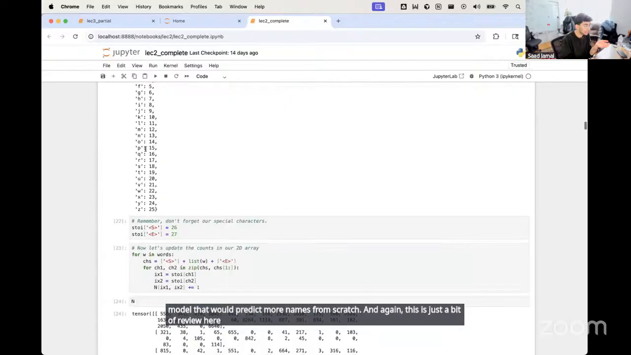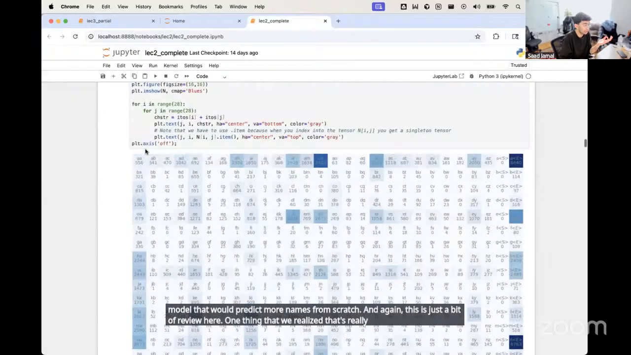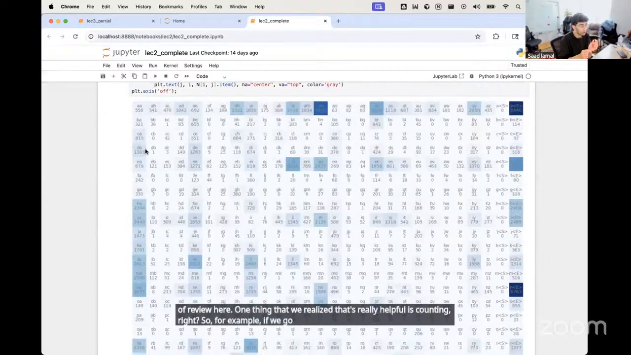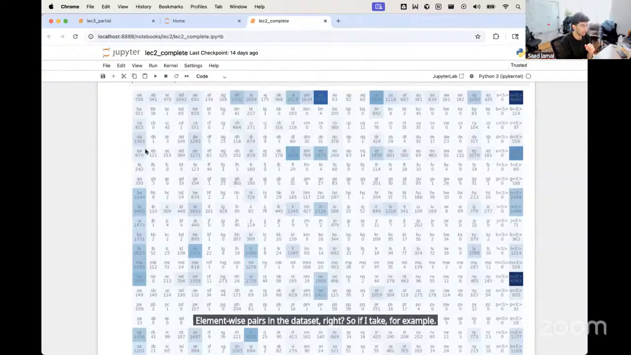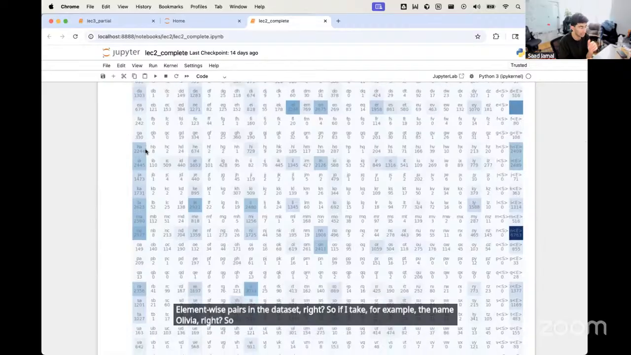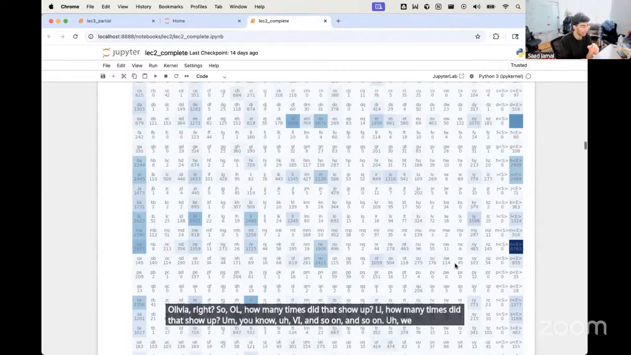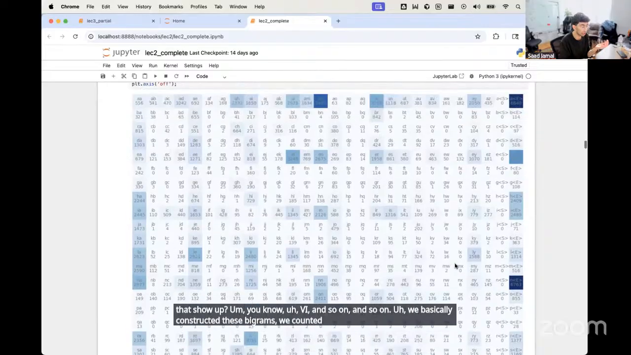One thing that we realized is really helpful is counting. For example, if we go through all of the element-wise pairs in the data set, if I take the name Olivia, OL, how many times did that show up? LI, how many times did that show up? VI, and so on. We basically constructed these bigrams. We counted in this chart how many times pairs of letters show up.